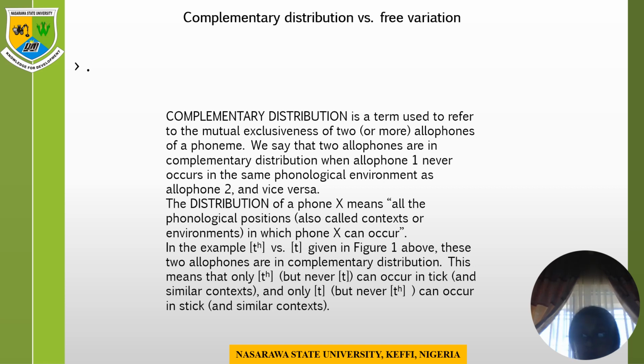The distribution of a phone X means all the phonological positions, also called contexts or environments, in which phone X can occur. In the example of the aspirated T versus the non-aspirated T, given in Figure 1 above, these two allophones are in complementary distribution in English. This means that only the aspirated one, but never the unaspirated one, can occur in tick and similar contexts, and only the unaspirated one, but never the aspirated one, can occur in stick and similar contexts.